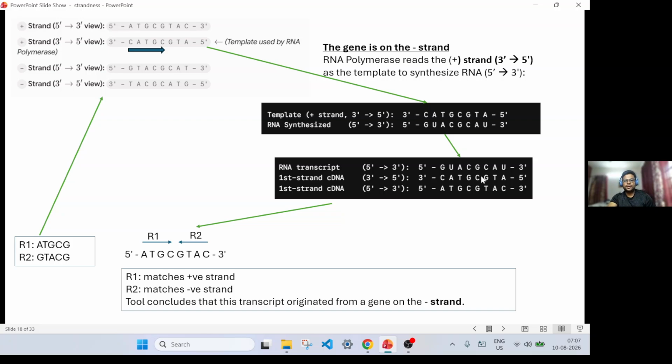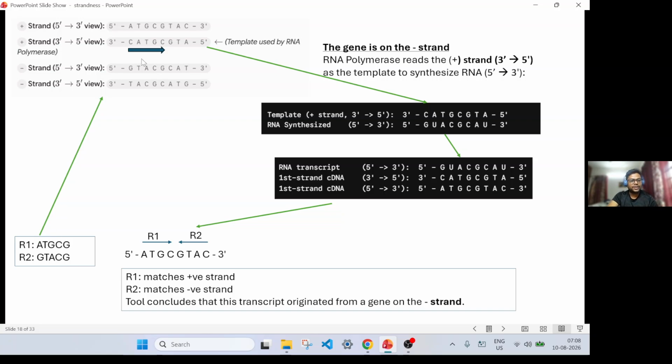Now you synthesize the first-strand cDNA, so this will be the complementary, and you just take the opposite view as well. That means same first-strand cDNA, but we are referring to two views. You keep the 5' to 3' view, and now you get R1 here and R2 is the reverse complement side. So what R1 do we get? R1 is ATGCG, whereas R2 is the reverse complement from this side. So C becomes G, A becomes T, T becomes A, G becomes C, and C becomes G. Now this is what R1 and R2 we got.